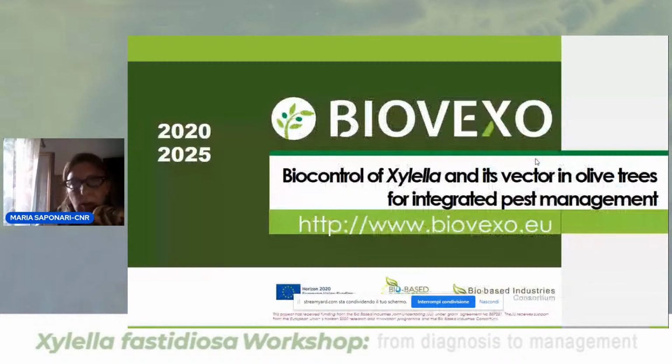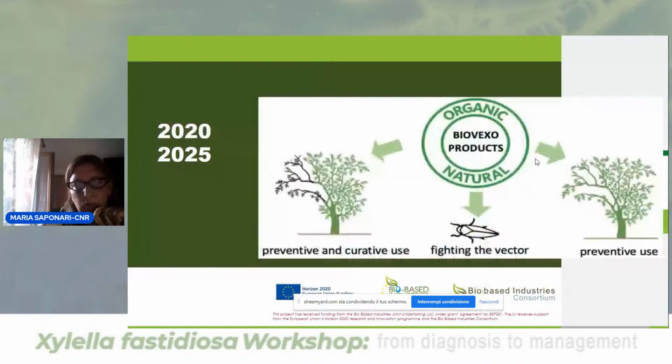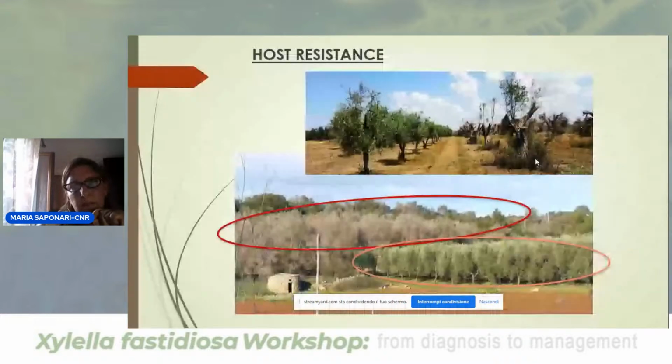There is now a project ongoing focusing on biocontrol agents, both natural extracts, both against the bacterium and the vector. And just to conclude, the last important research line towards the control of Xylella is the use of resistance, as Rodrigo explained, reported in grapes.